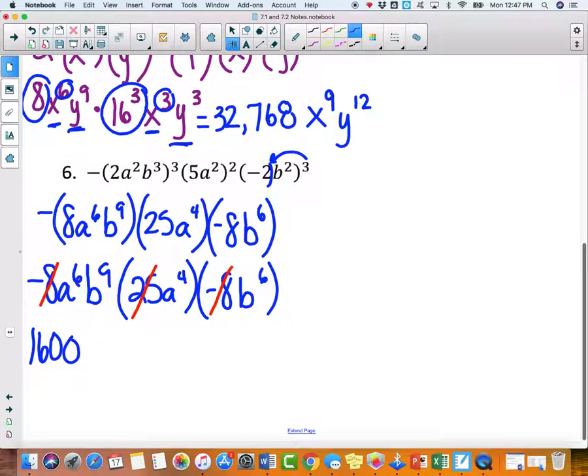Let's see, a to the 6th times a to the 4th becomes a to the 10th. B to the 9th times b to the 6th becomes b to the 15th. And that's it. There you have it.